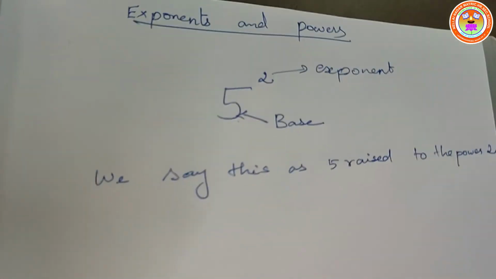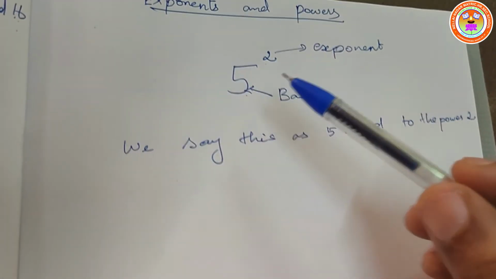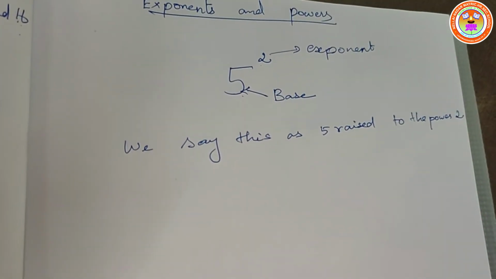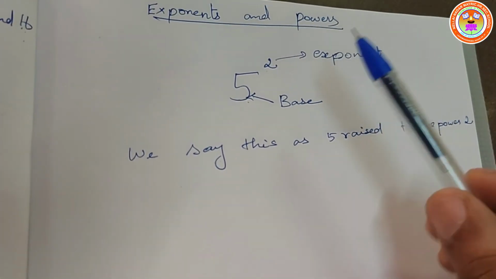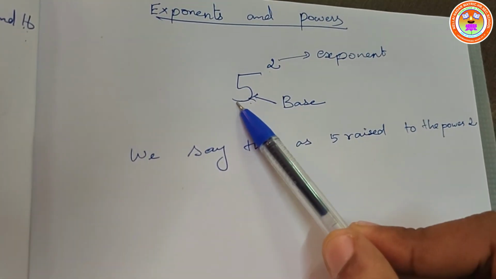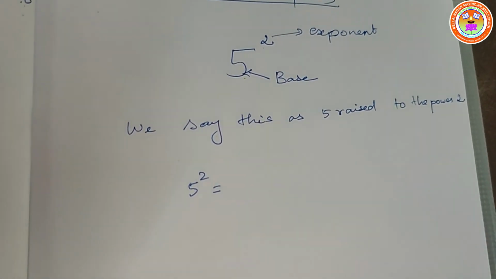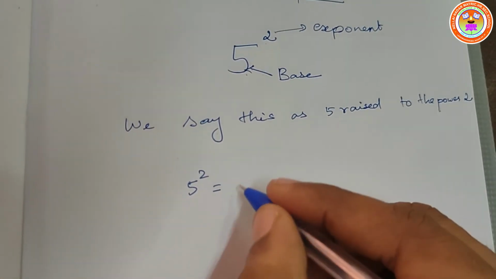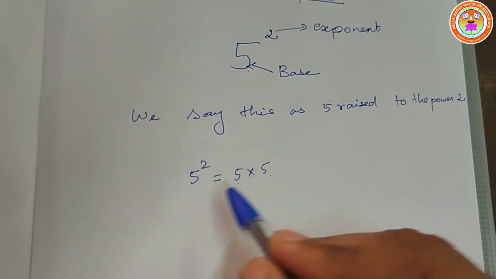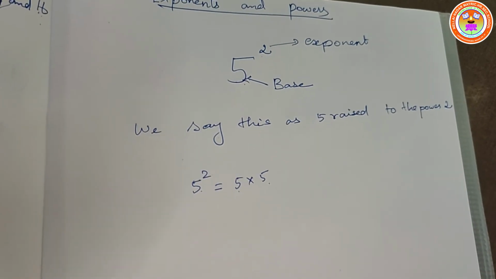So before starting this exercise, you have to know what is meant by 5 to the power 2, 5 raised to the power 2. This 2 is called the exponent, this 5 is called the base, which means 5 to the power 2 means 5 into 5. So we can write 5 into 5 as 5 to the power 2. Are you able to understand? Yeah.